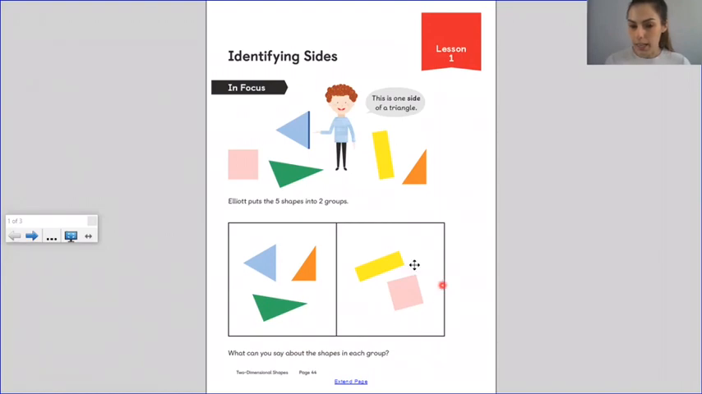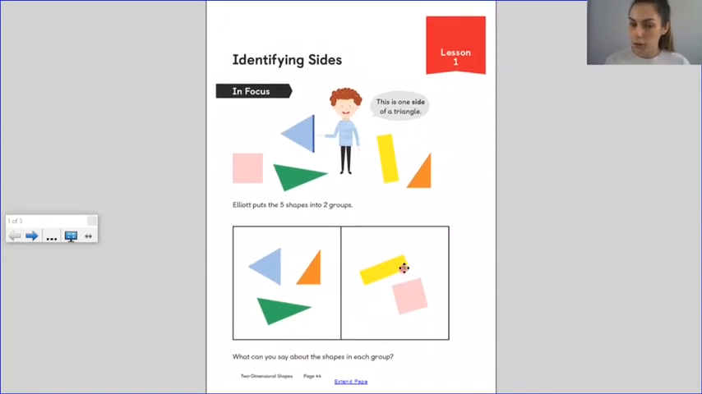Now over here, these shapes, Elliot's grouped these ones by shapes that have how many sides? 4 sides, hasn't he? These shapes have 4 sides each. We have our rectangle here and our square here. So those shapes always have 4 sides. Okay, so now we're going to have a closer look at sides because that's what we're going to be learning today about the sides on 2D shapes.